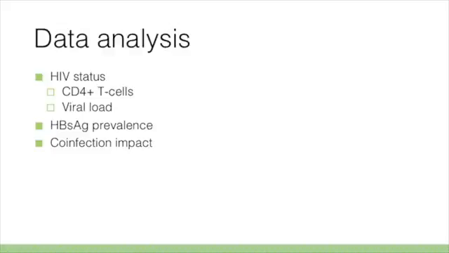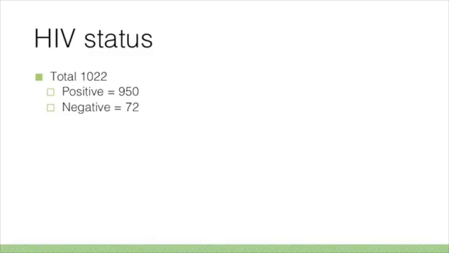We're going to look at the sections of the results where they looked at the HIV status. So looking at the CD4 T cell count, looking at the viral load, and then also the section on the hepatitis B surface antigen prevalence, so how many patients were also infected with hepatitis B, and then the impact of co-infection, specifically on the CD4 count and the viral count. Let's have a look. Let's start with this HIV status.